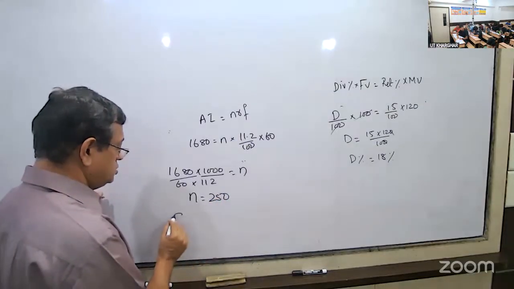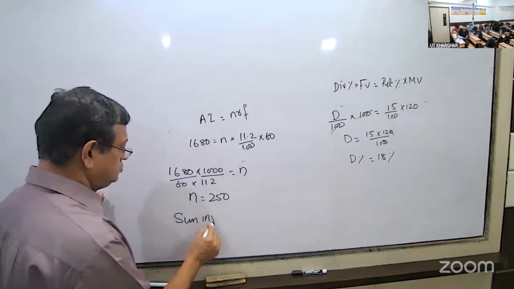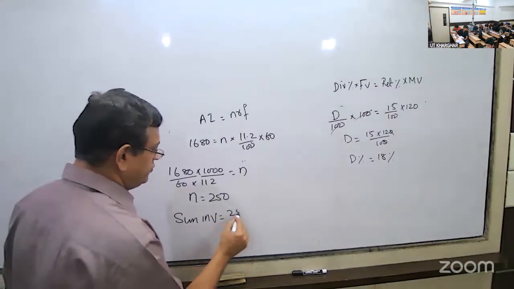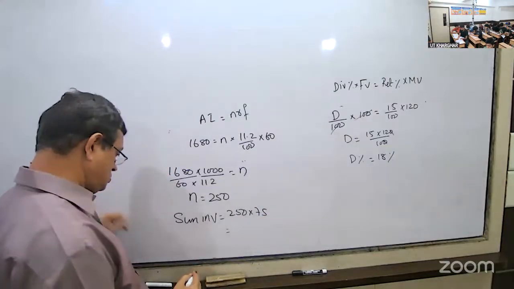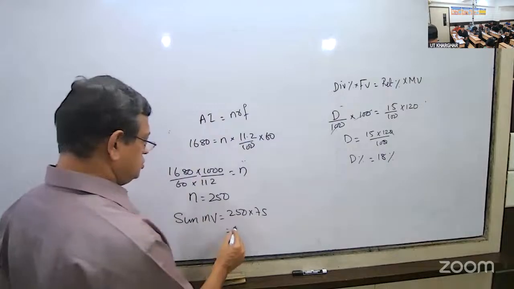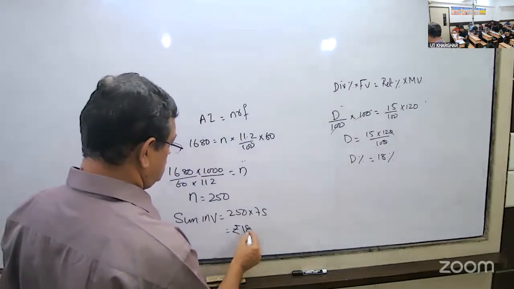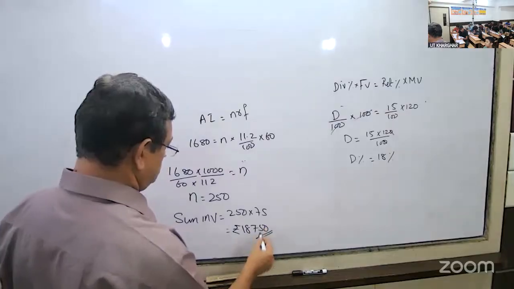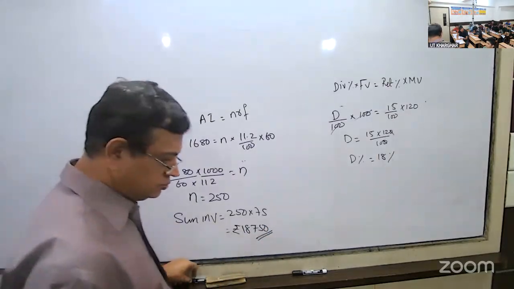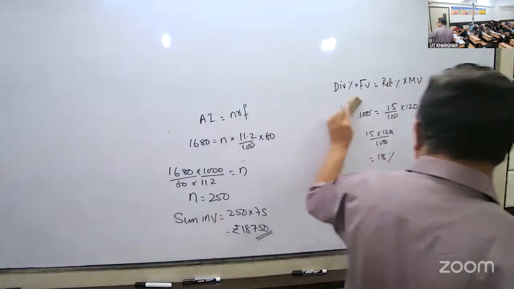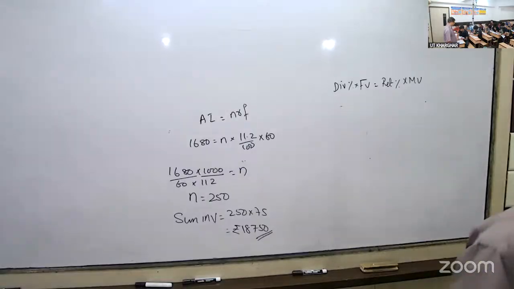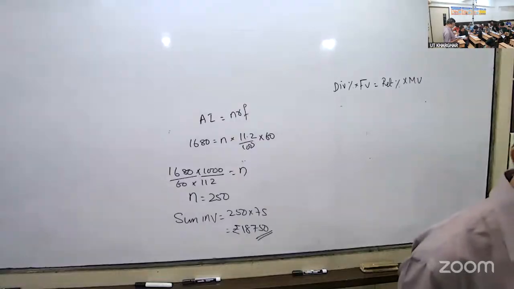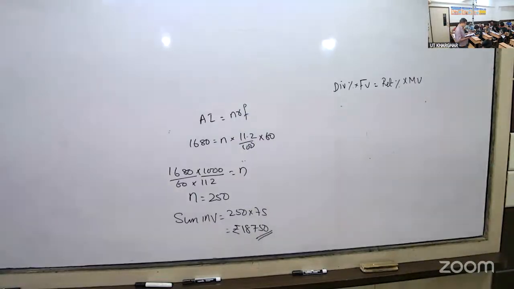Therefore, sum invested. Investment is equal to 250 into 75. How much? 18,750 rupees. Multiplication done. 18,750 rupees. Completed. Yes. Question number 4 is done. Some are calculating, some are just writing only.